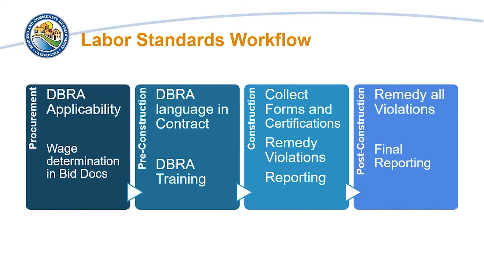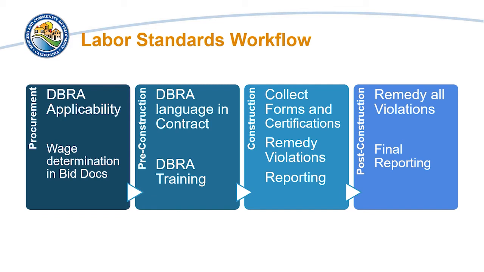Grantees and subrecipients must perform different tasks during the following phases of DBRA-covered projects. During the procurement phase, grantees must determine if the project triggers DBRA requirements, and if so, insert DBRA language, documents, and the applicable wage determination into bid documents. After the bidder is selected, and prior to the start of construction, DBRA language and the applicable wage determination must also be inserted into the contract.